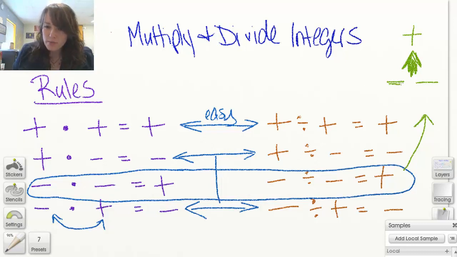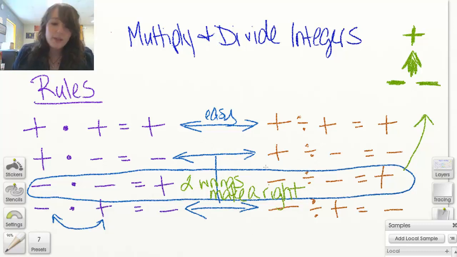This poor subtraction sign, this poor little negative is so lonely. He really wants a friend. And so they get together and they are positive and they are happy together because two negatives make a positive. This is one instance where two wrongs make a right. If that helps you remember it, then that helps you remember it. And that is honestly it.